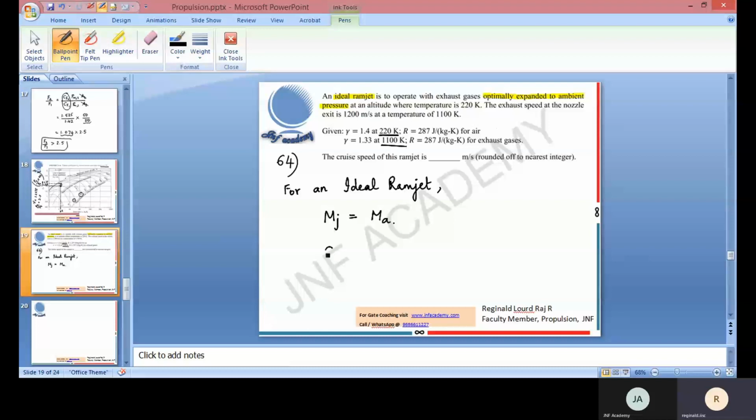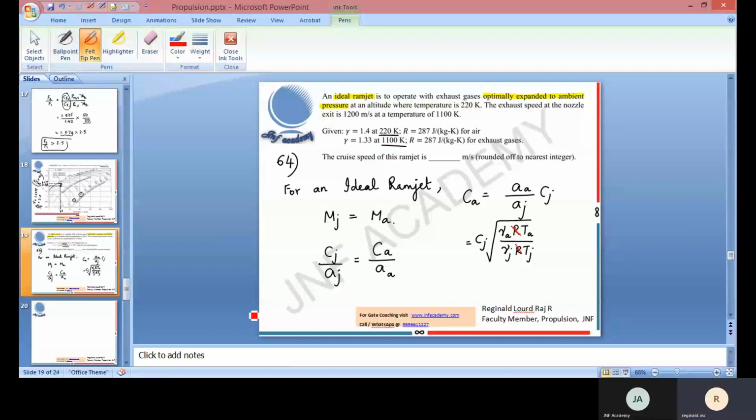So you can replace this equation as Cj by Aj is Ca by Aa. C is the speed of the fluid and A is the speed of sound. J refers to the jet and A refers to the ambient, the entry to the ramjet. Now you rearrange further. You want what is Ca? So I can write Ca as Aa by Aj into Cj. And you know what is the speed of sound? It is root gamma_a R T_a over gamma_j R T_j, into Cj. R is the same, whether it's air or exhaust gas. So you just plug in the numbers, you get the answer.